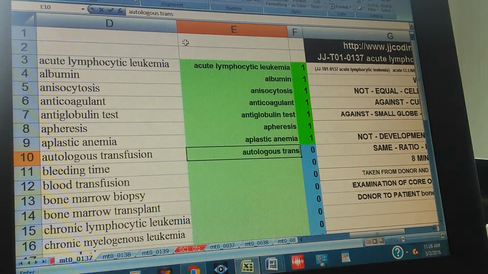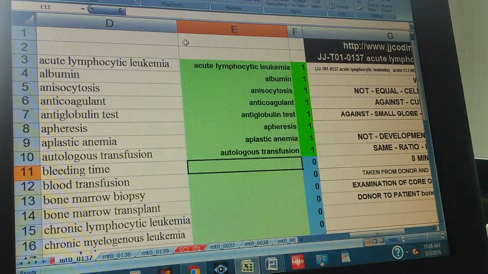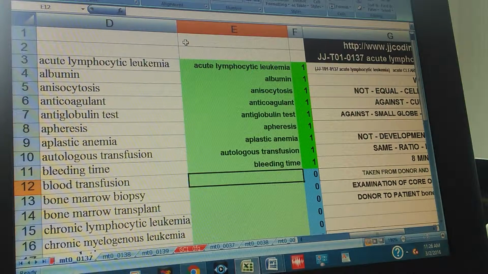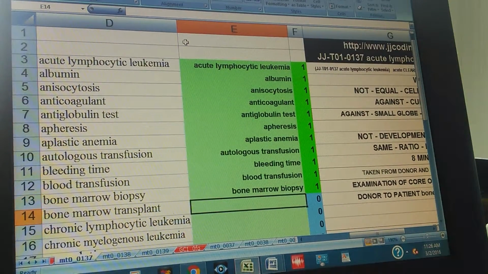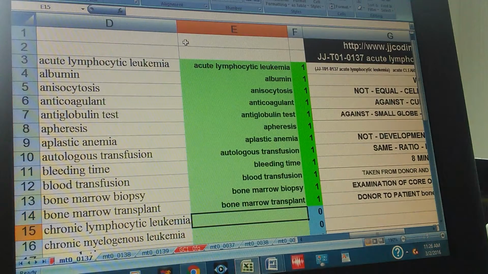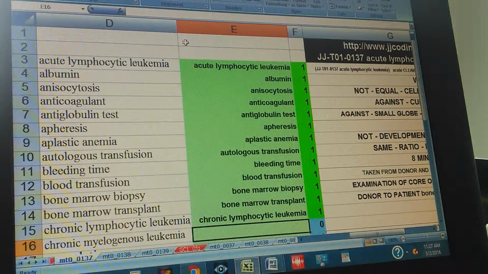Autologous transfusion. Bleeding time. Blood transfusion. Bone marrow biopsy. Bone marrow transplant. Chronic lymphocytic leukemia. Chronic myelogenous leukemia.